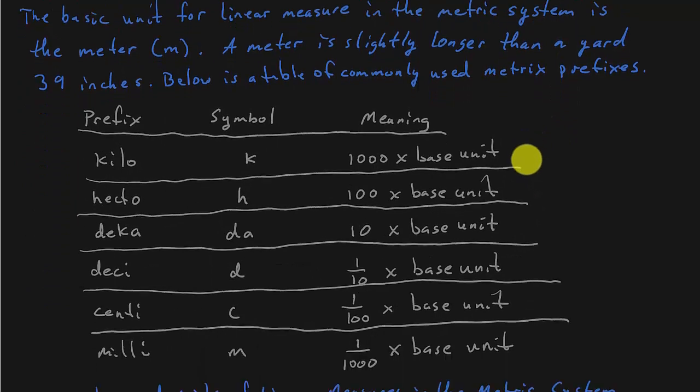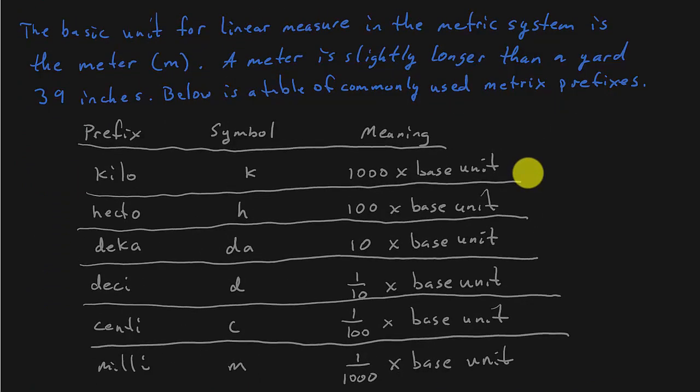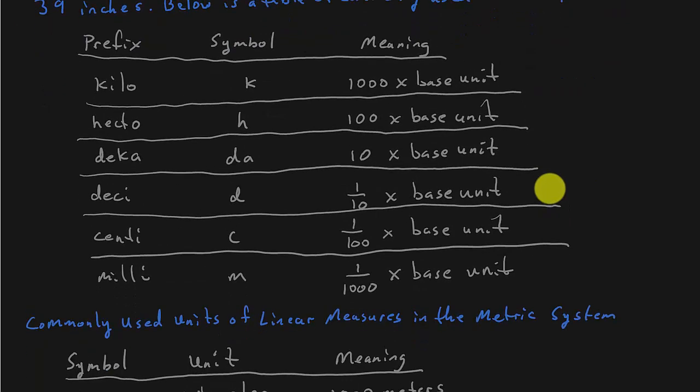All right, so let's look at the metric system. It says the basic unit for linear measure in the metric system is the meter. Okay, that's the base unit. A meter is slightly longer than a yard, 39 inches. Below is a table of commonly used metric prefixes. So we've got kilo, hecto, deca, deci, centi, and milli. And these are the symbols for them. So if you see K, that's kilo, H is hecto, DA is deca, D is deci, C is centi, and M is milli. Now, the kilo, that's 1,000 times the base unit.